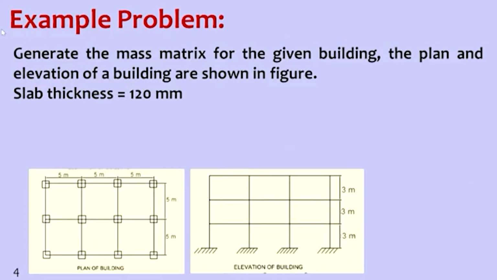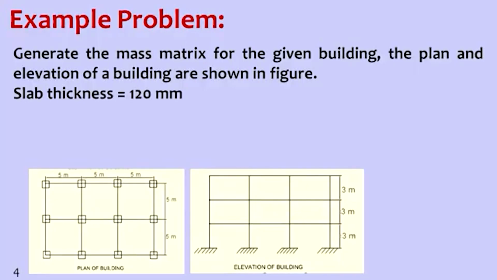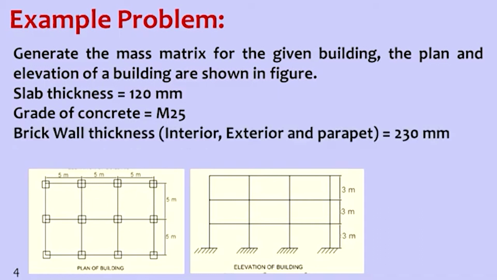Now today's problem is to generate the mass matrix for the given building. The plan and elevation of the building are shown in the figure. Here we have a building plan which is rectangular in nature, having 3 bays in the x direction and 2 bays in the y direction, and all the bays are 5 meters in length, uniform in both directions. We have 12 columns which are square in nature, and the floor to floor height of the building is 3 meters.